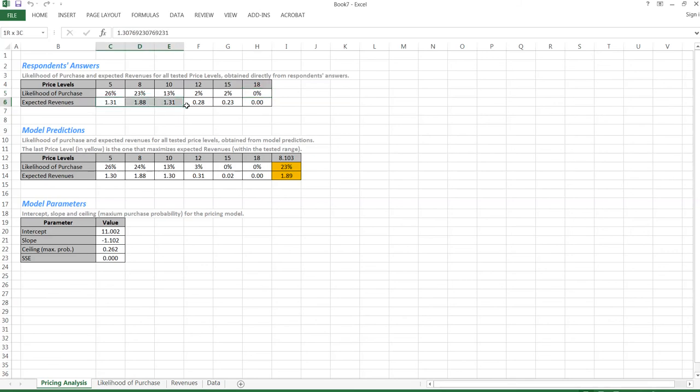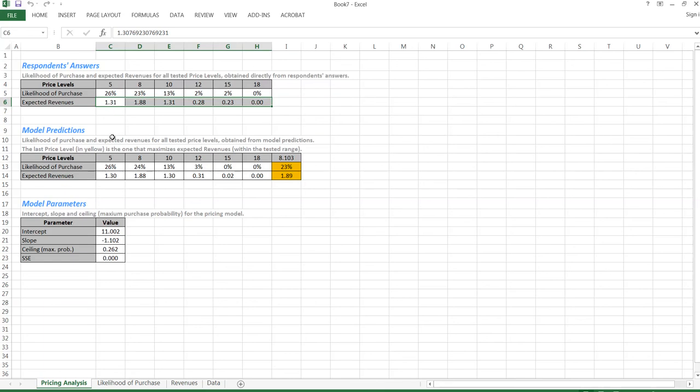The next row is the expected revenue given this distribution. So at $5, 26% are likely to respond. That gives a corresponding expected revenue of $1.31. Bear in mind that these may seem low, but these are per respondent. So at $5, we expect a given respondent to purchase with 26%. So that means the expected revenue from any given respondent will be $1.31.